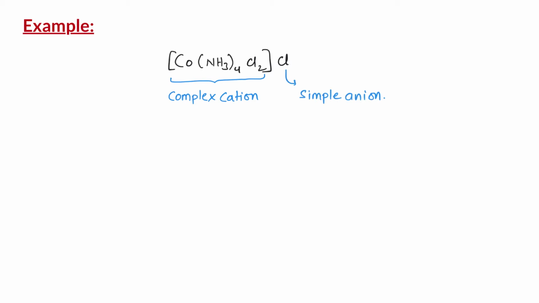[Co(NH3)4Cl2] inside the square bracket, and one Cl outside the square bracket. This is an example in which we have a complex cation and a simple anion. There are certain rules we follow while naming coordination compounds. The first rule is we name the cation before the anion. This rule is very similar to the naming of ionic compounds.